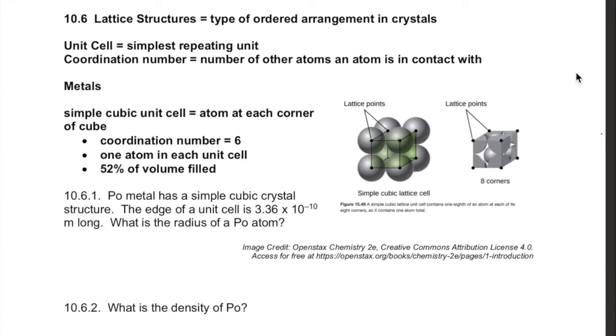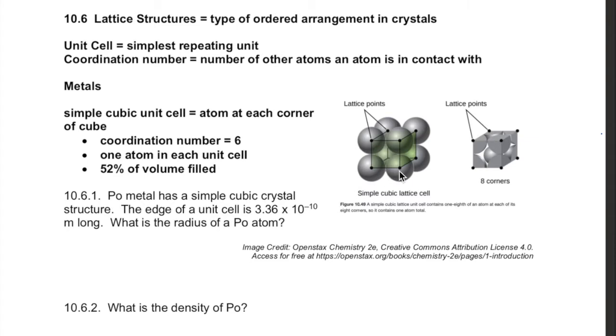We're going to take a closer look at the unit cell structure in ordered crystals. So an ordered crystal is made up of a repeating pattern. That's what gives it its order. And a unit cell is the simplest, smallest cell that repeats throughout the structure.